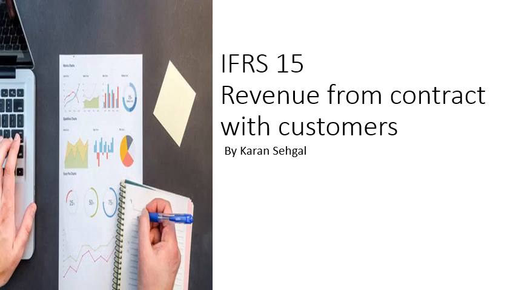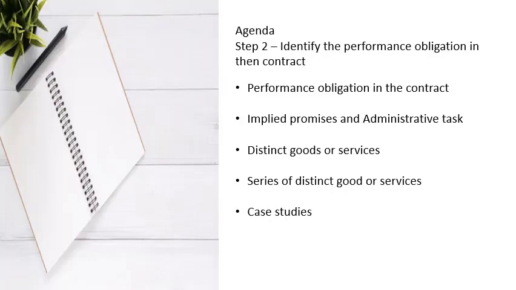My name is Karan Sehgal and we will cover step 2 of the standard, which is identifying the performance obligation in the contract. And the specific topics within this step we will cover today would be how to identify performance obligation in a contract, what do we mean by implied promises and administrative tasks, how to identify distinct goods and services, series of distinct goods and services, and few case studies.